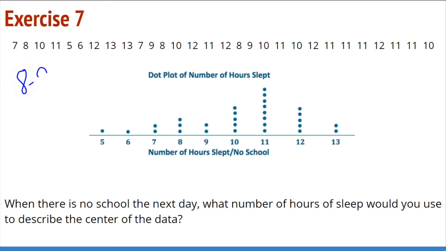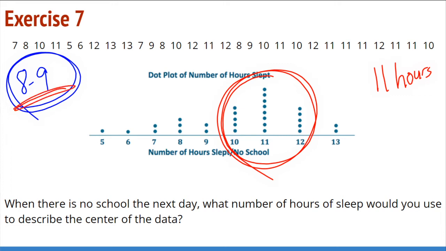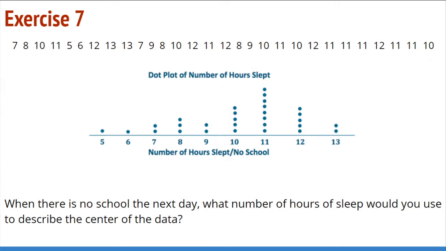Now this is an interesting comparison. Before, we looked and said the center of the number of hours of sleep was 8 to 9 hours. Well, let's look at it now. I'm seeing the center more over here, this 10, 11, 12 hours, with 11 really being the center. So when we have school the next day, the 6th graders are sleeping 8 to 9 hours. When they don't have school the next day, they're sleeping closer to 11 hours.